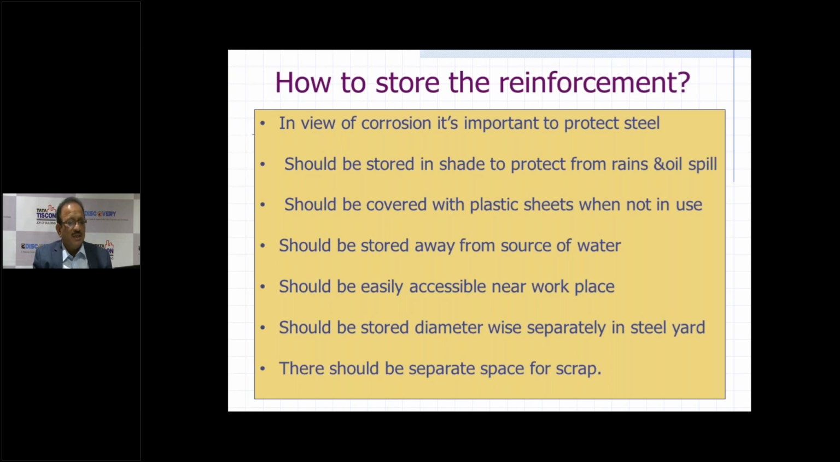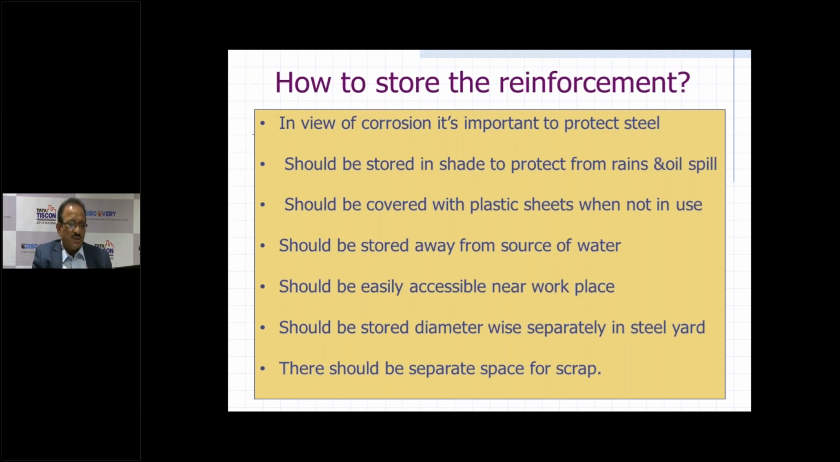So steel which is protected in the sheds should be covered with plastic sheets, so that it is not exposed to the humidity from the air. This humidity again will lead to corrosion. It should be stored away from the source of water. The steel should be easily accessible to the site. So you cannot have a steel yard which is some half kilometer away from your site. So it has to be in a nearby vicinity.